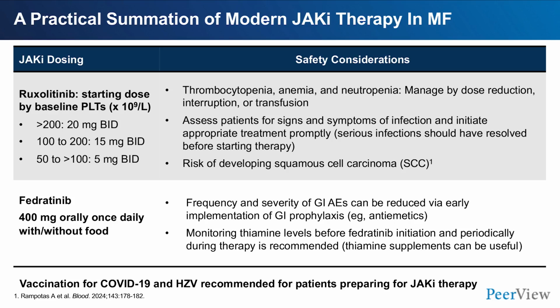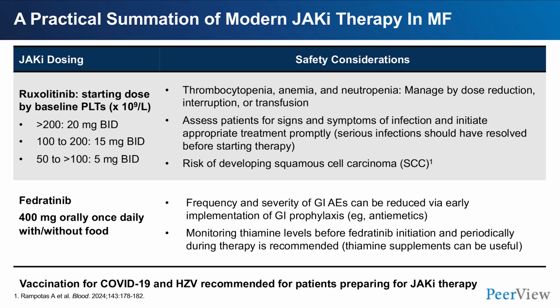If the platelet count is more than 200, the dose is 20 milligrams BID. If the platelet count is 100 to 150, 15 milligrams BID; if the platelet count is between 50 and 100, 5 milligrams BID. And again, I insist that we have to use this dose to obtain the spleen volume reduction that finally can have an impact on overall survival and overall benefit for the patient.